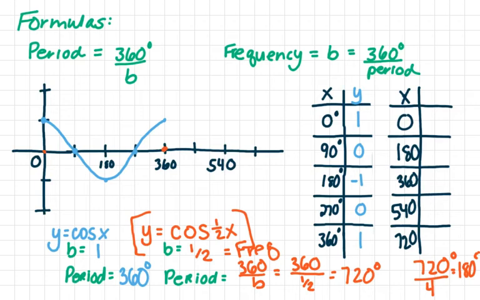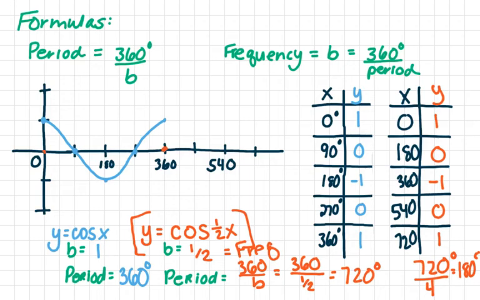My output values, my y values, are going to stay the same: 1, 0, -1, 0, and +1. Generally, when we graph, we are only asked to graph from 0 to 360 degrees. But we can extend this graph to 720 so we can see the complete curve.